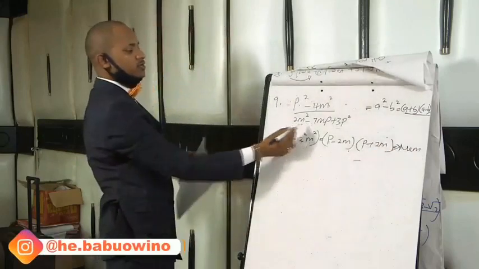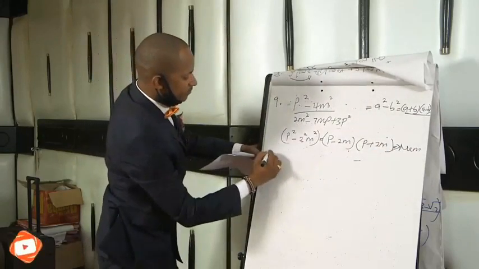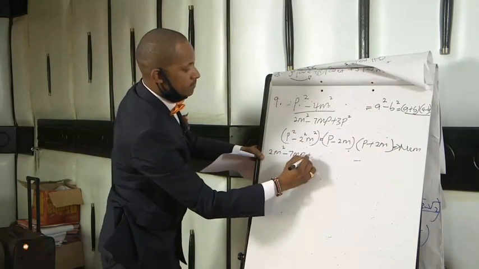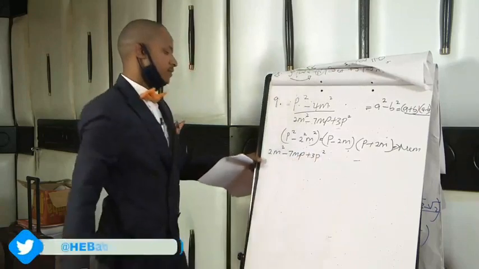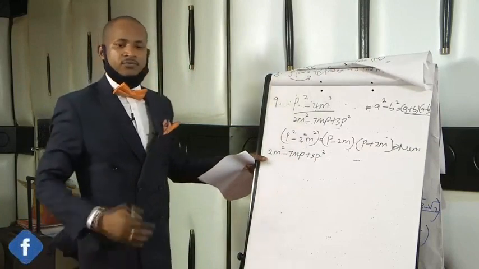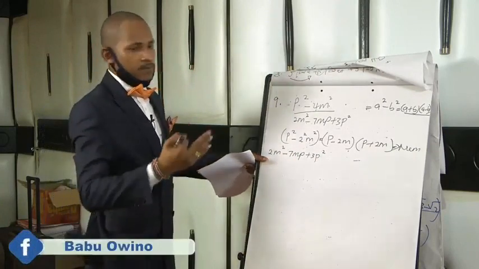Then we go to the denominator. At the denominator, we have 2m squared minus 7mp plus 3p squared. This is a quadratic expression, and we solve it just by factorizing.